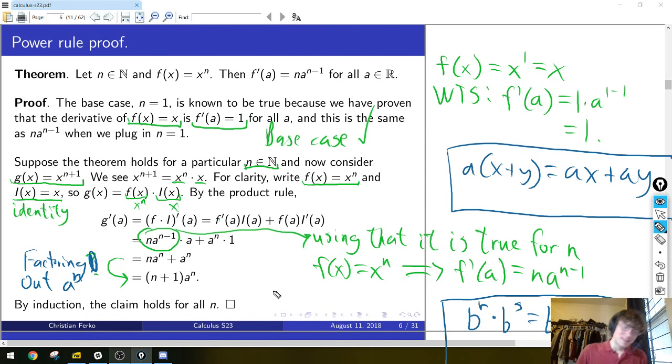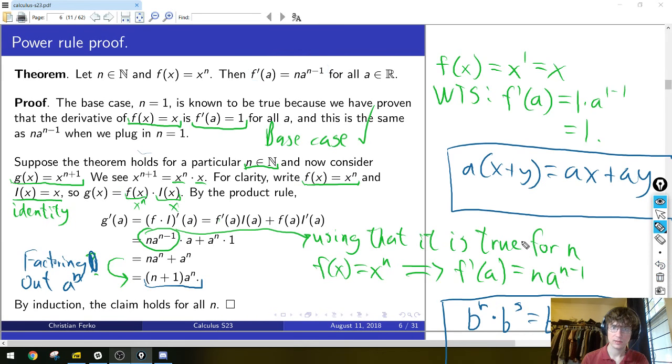Okay, yeah, so besides algebraic struggles, to recap, all we did was split g into two functions, use the product rule. This was the product of numbers with the same base, add the powers. This was factoring out a to the power n, sorry. And then this last result is exactly what we wanted to show, because this is simply the statement that the derivative of x to the power n plus 1 is n plus 1 times a to the n, which is exactly the theorem's statement that we're trying to prove in the inductive step for n plus 1.